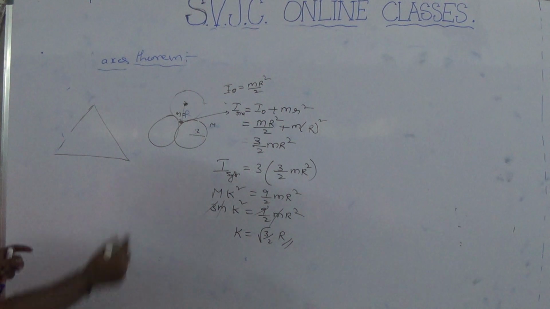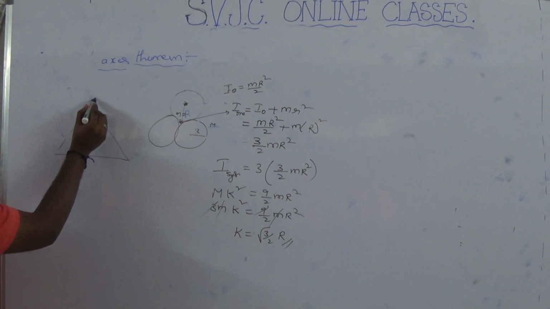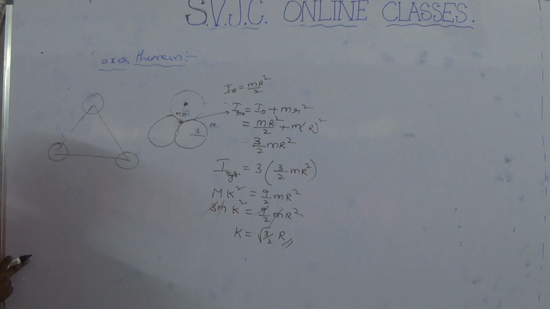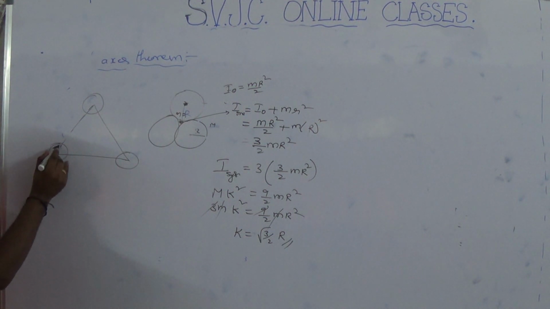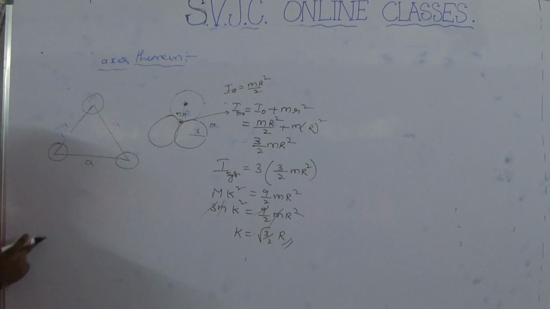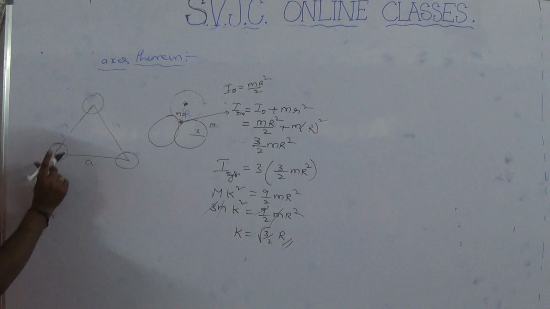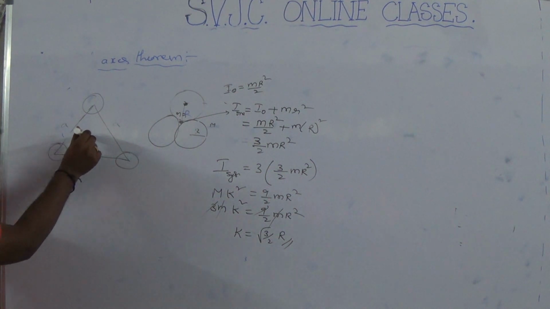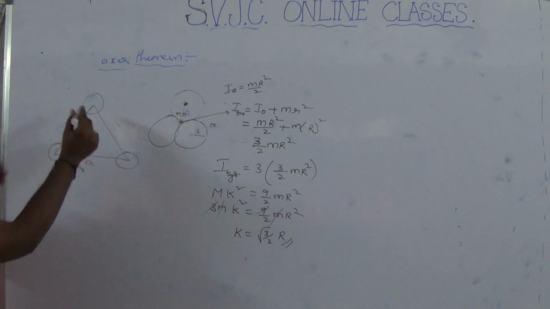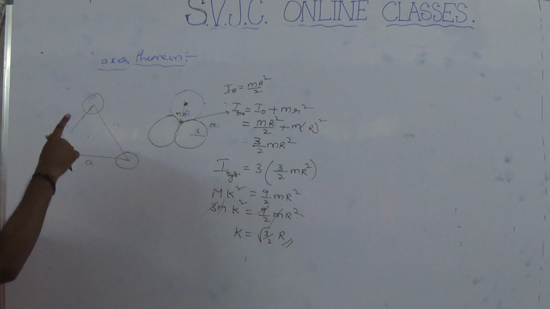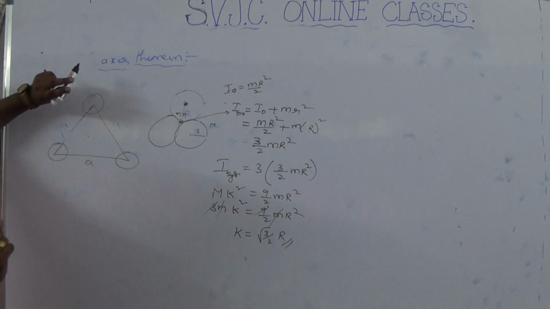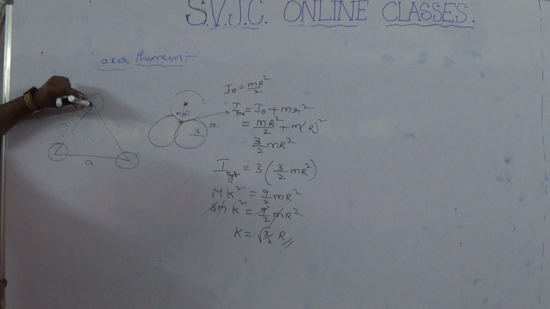In that way, you can calculate a number of problems. For example, three discs placed at the corners of a triangle of side a. What is the moment of inertia of this system with respect to the axis passing through the center of mass of the triangle? Here also the same concept. Bodies are placed, not particles. Here bodies, nothing but discs, are placed. So every body has its own moment of inertia about its own axis.